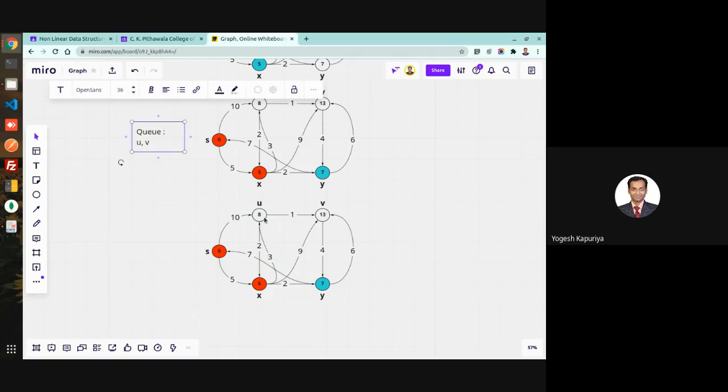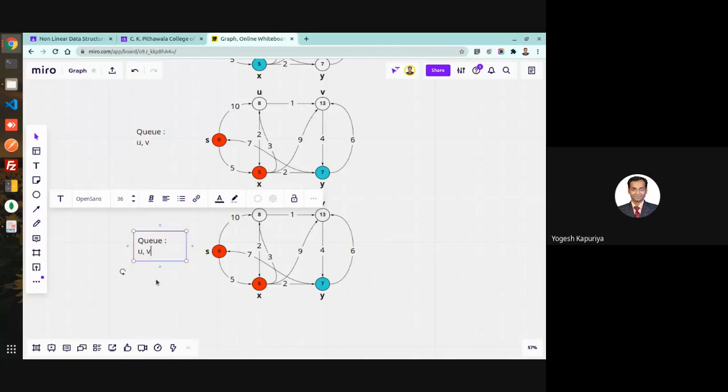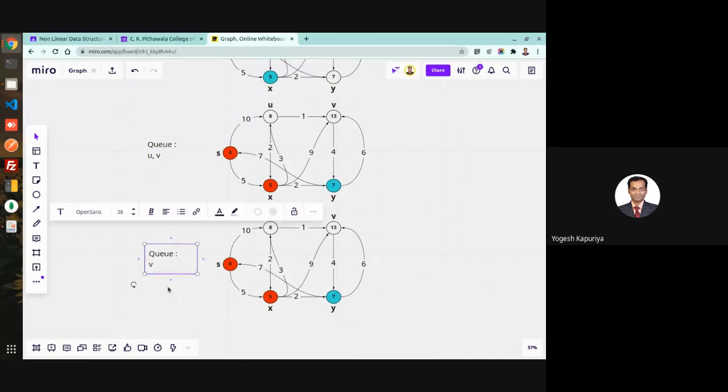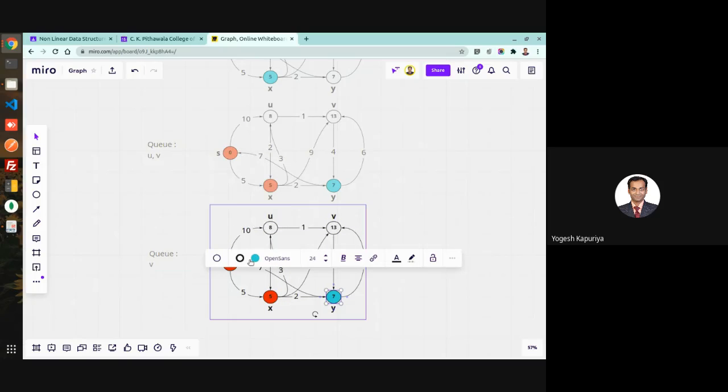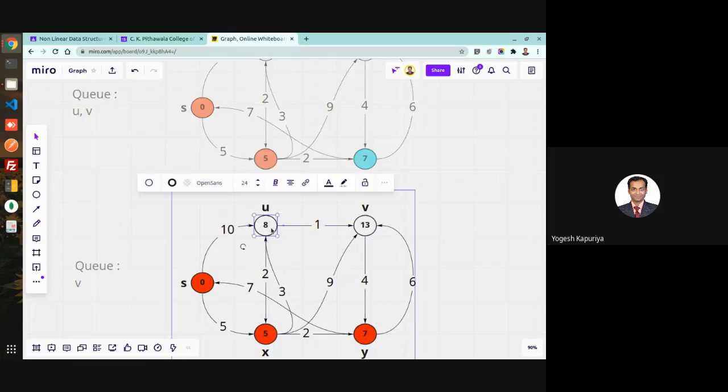So now you have two vertices in Q, U and V, right? So which one is minimum? Minimum is U. So that means U will be extracted. So only V will remain inside the Q. So this is processed. U is extracted. So let's change its color.